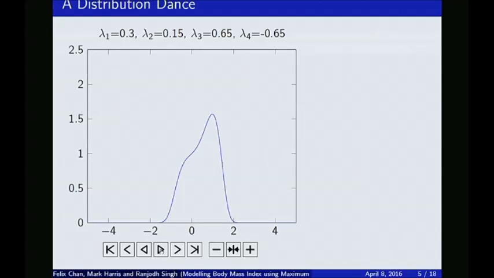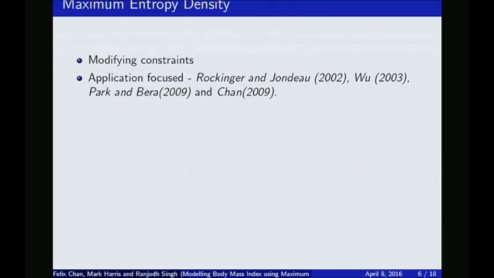And I will claim my credit here. This animation is my only contribution to these slides. Renjon did all these slides for me. So thank you again.